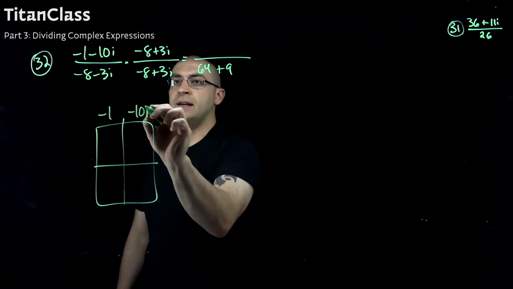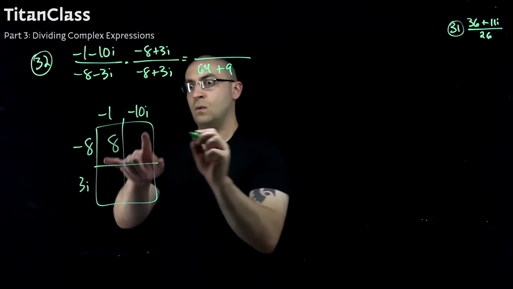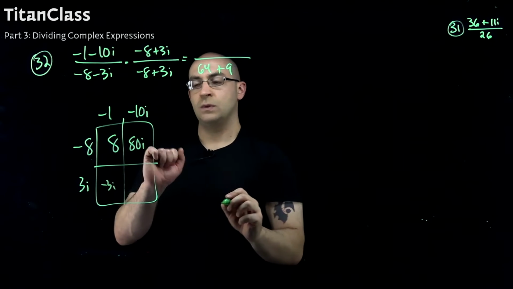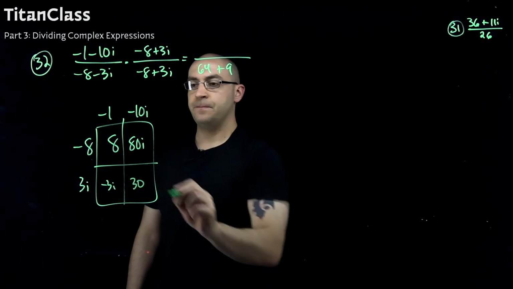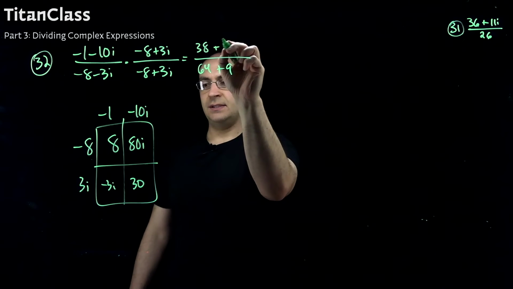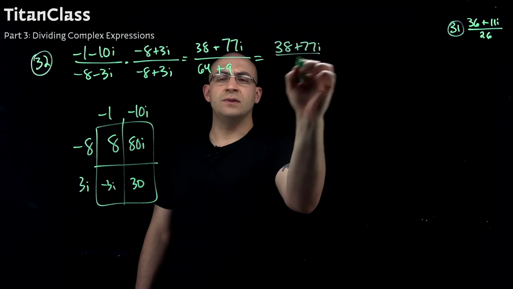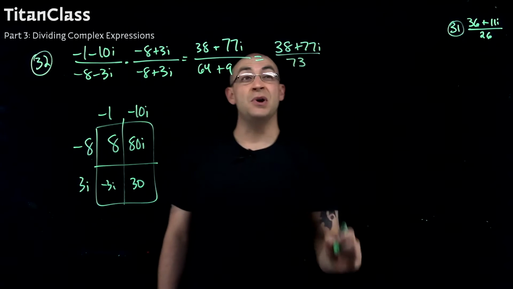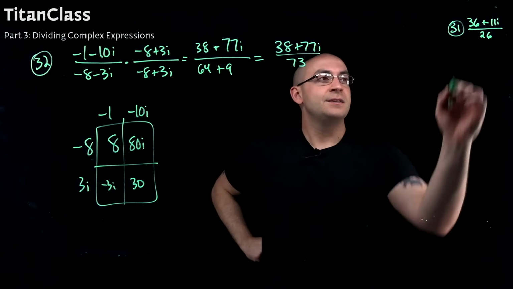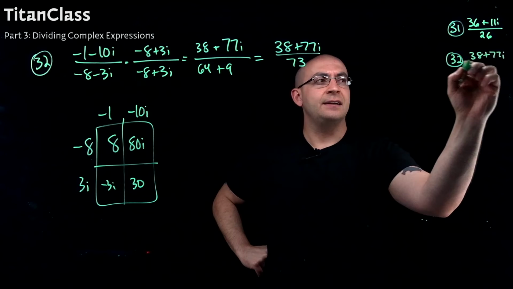Negative 1, negative 10i, negative 8, positive 3i. 8, 80i, negative 3i, negative 30i squared, which is just 30. Okay. Combined like terms gives me 38 plus 77i. This gives me 38 plus 77i over 73. There's no way they have anything in common, because 73, I think, is prime. So my final answer for 32 is 38 plus 77i over 73.